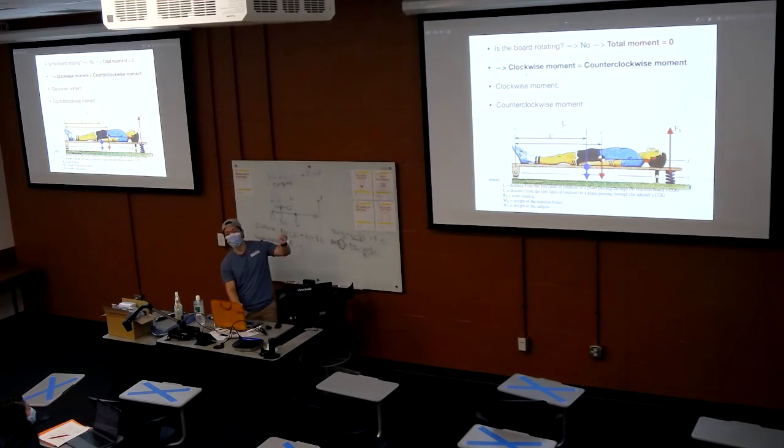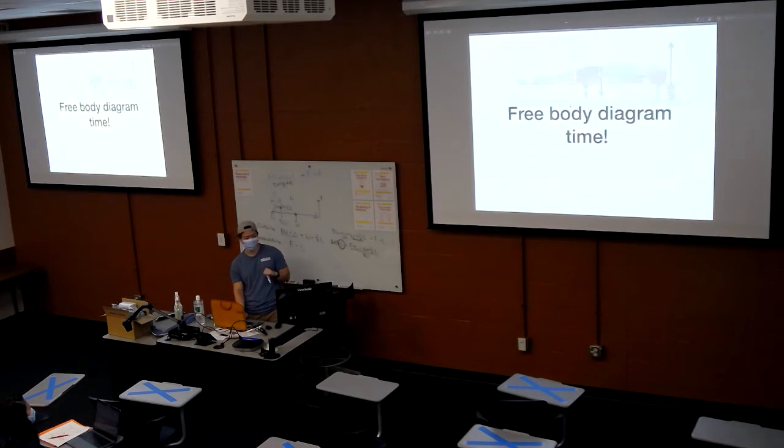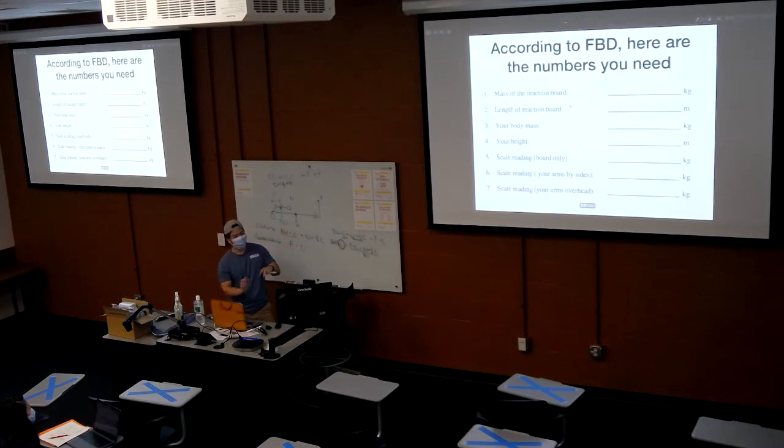So again, total moment is 0, which means clockwise moment equals counterclockwise moment. Then you list all the clockwise moments and all the counterclockwise moments, and derive the equation based on that. Okay, so we've done the free body diagram. That's called a free body diagram. Based on what we have right now, that's everything you need for today's lab.